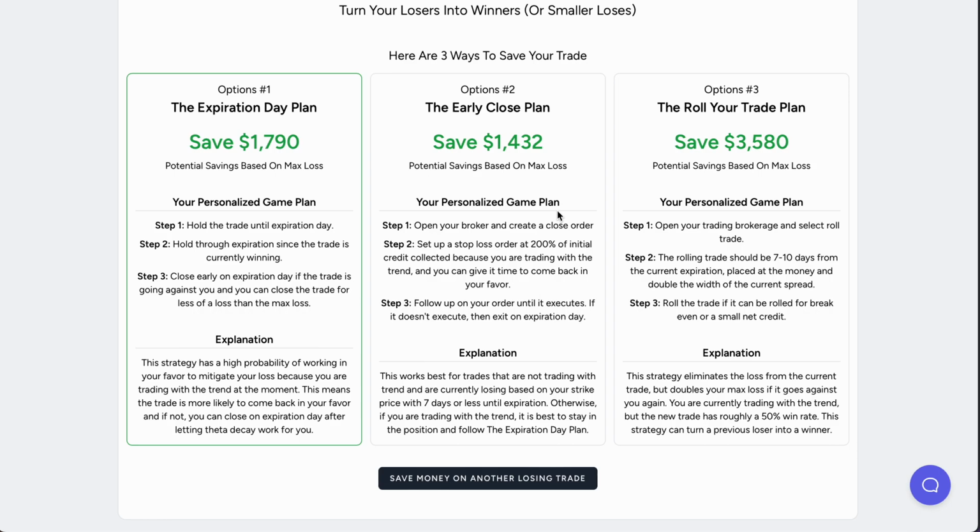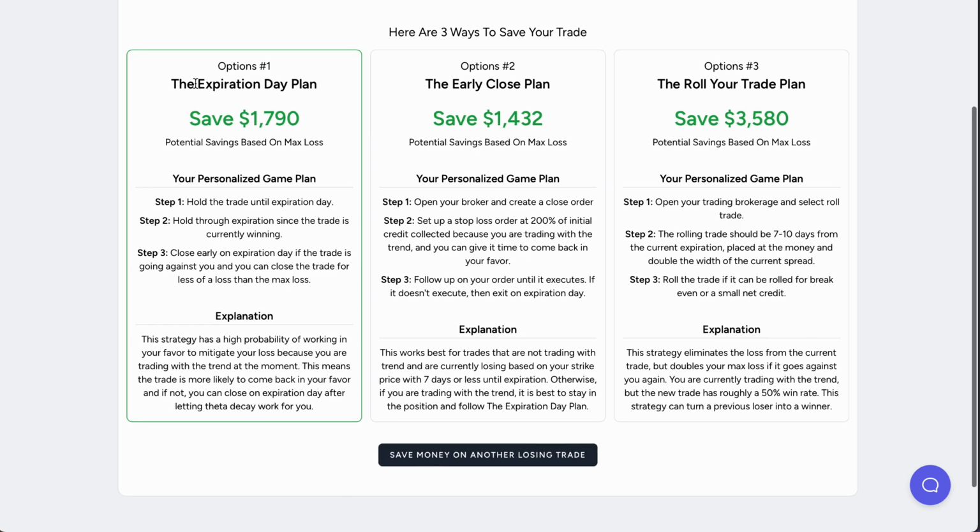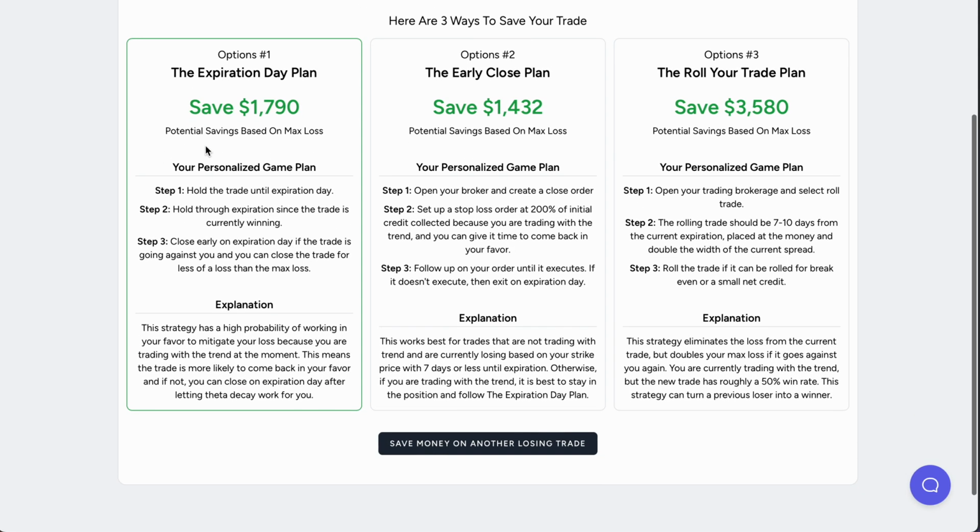So the 3 ways to manage your losing trades are this. Number 1 is the expiration day plan, number 2 is the early close plan, and number 3 is the roll your trade plan. So let's go over option number 1. Option number 1 has the ability to cut your max loss in half, by 50%.